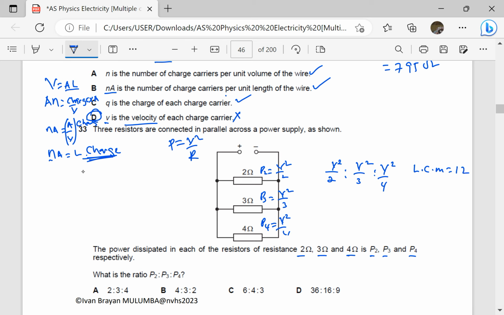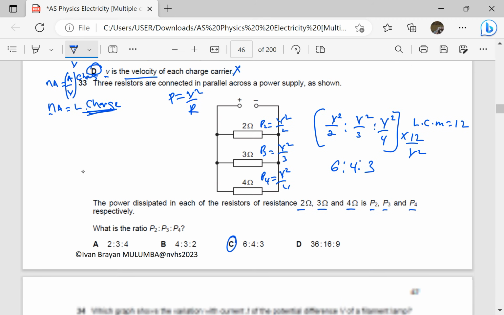So I'm going to multiply everything by 12 over V squared. So I'm multiplying this times 12 over V squared. So this becomes, by 12 over V squared, 6. By 12 over V squared, that will be 4. By 12 over V squared, this will be 3, making our answer C. So I multiplied by 12 over V squared. 12 is the LCM of all these ones.